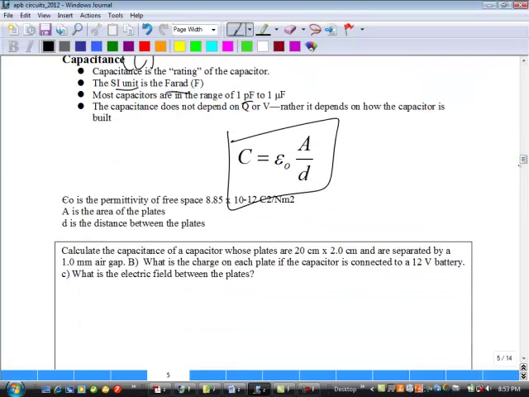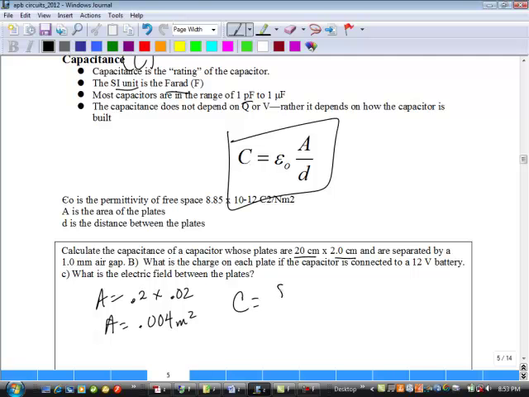Let's work this problem just to quickly remind you of that formula. Calculate the capacitance of a capacitor whose plates are 20 by 20 centimeters and are separated by a 1 millimeter air gap. Our area here cannot be in centimeters, it has to be in meters. So 0.2 times 0.02 gives us an area of 0.004 meters squared.